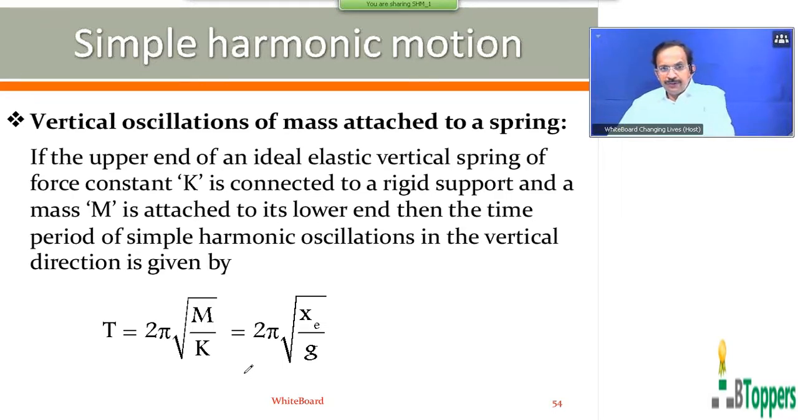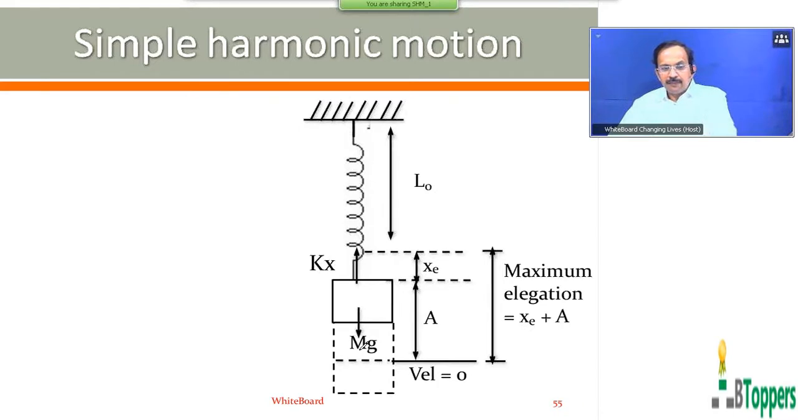I would like to show the continuation to this. This is a figure. Here L0 represents the natural length of the spring when no mass is attached to it. xe is the elongation of the spring from the natural length in the equilibrium position of the mass. In the bottom figure, I have shown the position of the block at the lowest position, where the velocity of the block becomes 0.